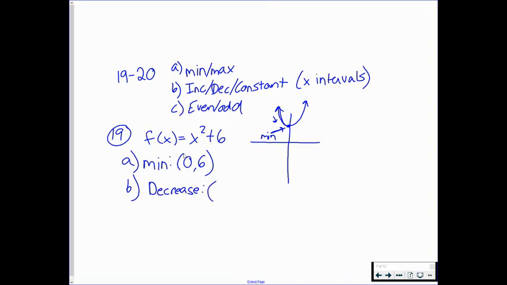From the left side at negative infinity, because it's the left side of the function. It stops decreasing right here at the X value of 0. I'm going to use parentheses there because increasing, decreasing, constant uses parentheses. After we get to the minimum value, the function begins going up and it increases from 0 off to positive infinity to the right. So that's increasing and decreasing for those intervals.